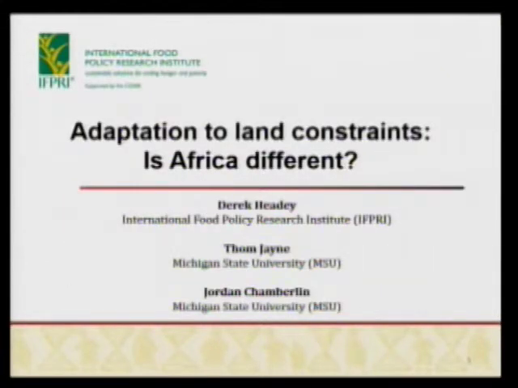So the paper I'm going to talk about is called Adaptation to Land Constraints: Is Africa Different? I'm also going to draw from another paper which seeks to gauge land potential, or potential for land expansion, in Africa. This is chiefly work with Tom, and Jordan Chamberlain has also led a paper on land potential.